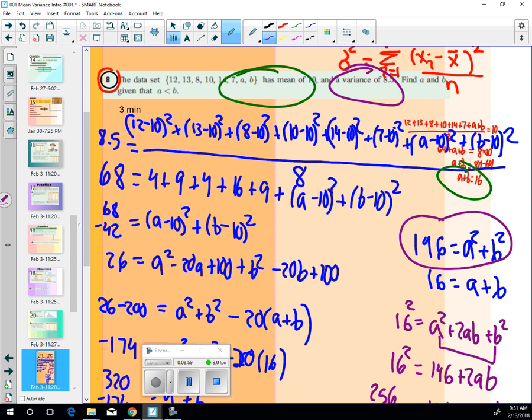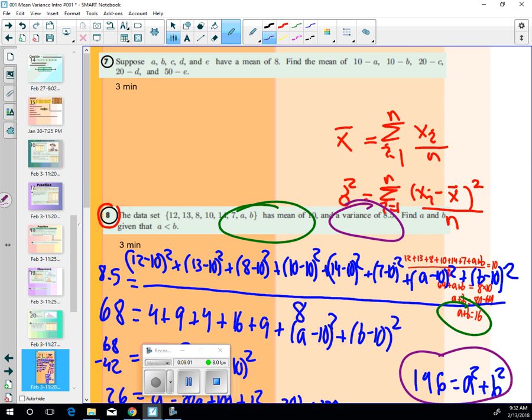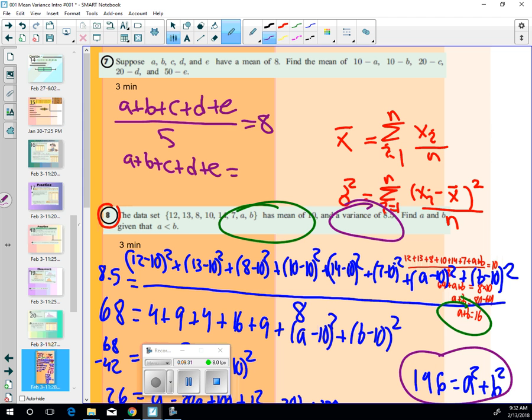We could do it. Let's go back to number 7 here. A, B, C, D, and E have a mean of 8. Love this problem. Find the mean of 10 minus A, etc. So A plus B plus C plus D plus E, okay, over what? 5 is equal to 8. So A plus B plus C plus D plus E is equal to 8 times 5 or 40. Hold on to that.